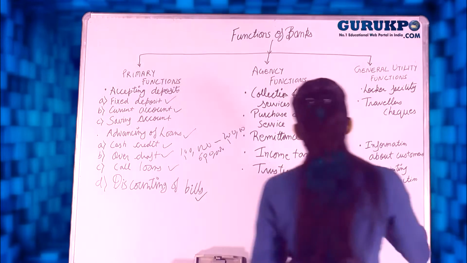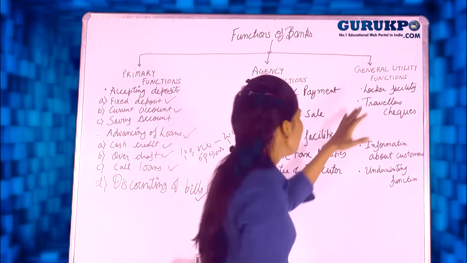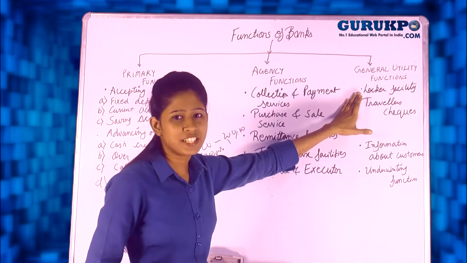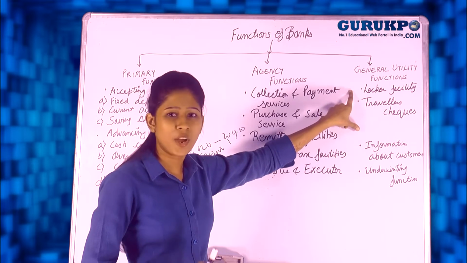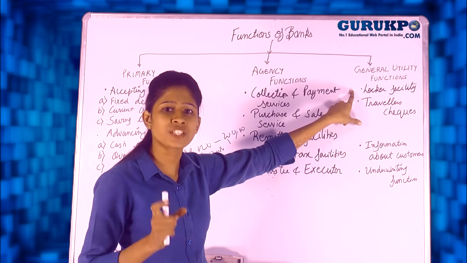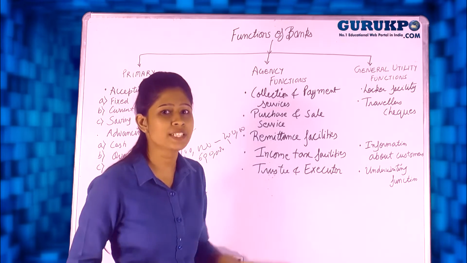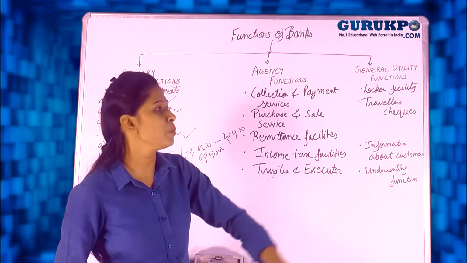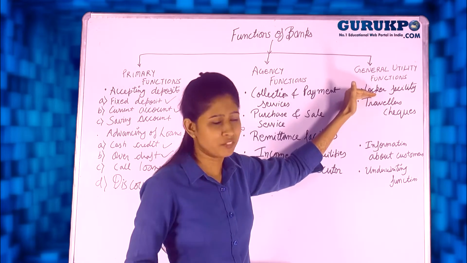Last, the main important function is general utility function. In that, first is locker facility. This facility is very well used by all of us. The bank provides us a safety locker or safety vault. In that we can keep our valuables. They can be gold, they can be papers, anything which we think is valuable, we can keep it in the locker facility so that it is not stolen.